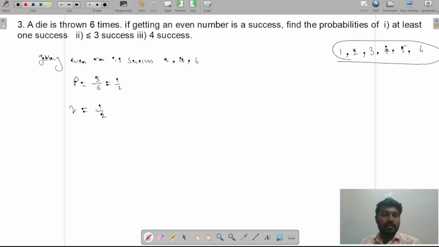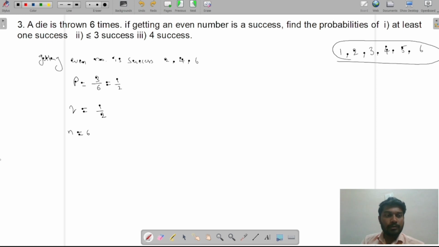I discussed in the previous class that when talking about a coin, the P value and Q value are not given in the question. If you're talking about an experiment other than a coin, how many times am I throwing the die? 6 times. So n is equal to 6.